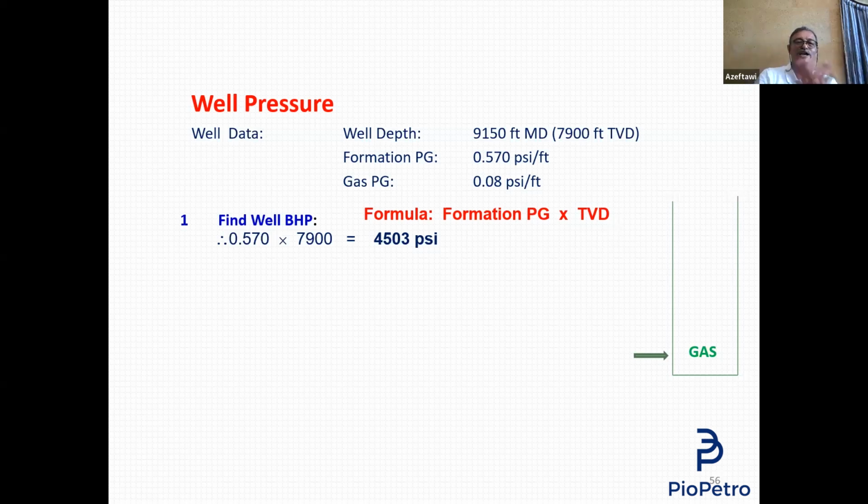For any well to flow, you have to have what we call drawdown. What's the drawdown? It is the difference in pressure between the formation pressure and the bottom hole pressure. If both are the same, there is no movement. We are sleeping. There must be a difference.